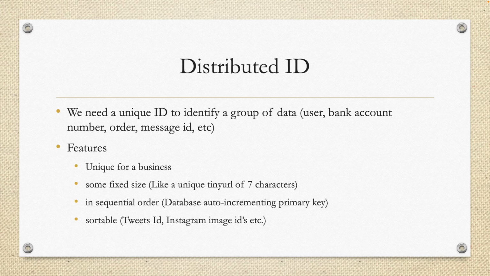Another requirement is that different systems may differ. Some of them have a fixed size, maybe characters, maybe a long number. In some cases, this ID should be a sequential number. Some systems require this ID to be sortable, like tweet IDs, Instagram image IDs, etc. If the ID is sortable, then the client can use the ID to query a range of IDs. So this will be a very efficient way to get the latest updates.